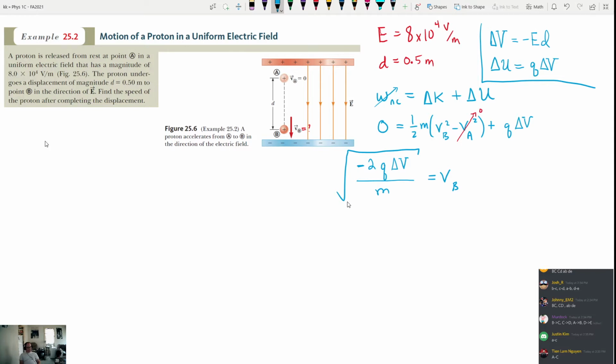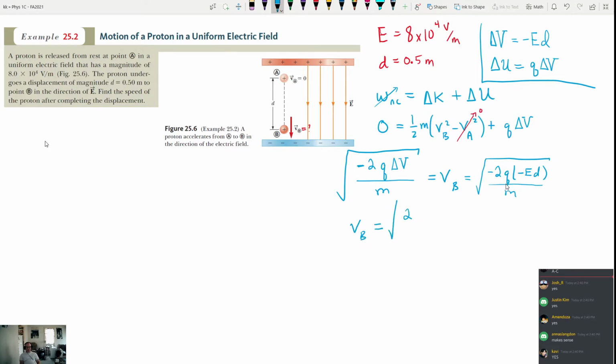Does it seem right? Okay. Now we have a negative sign here, which you might be thinking, okay, square root of negative, maybe that's a problem. But when I plug in for delta V, what we see is that that goes away, because now it's going to be negative 2Q times delta V is negative ED, negative ED over m, and now those negative signs have canceled out.